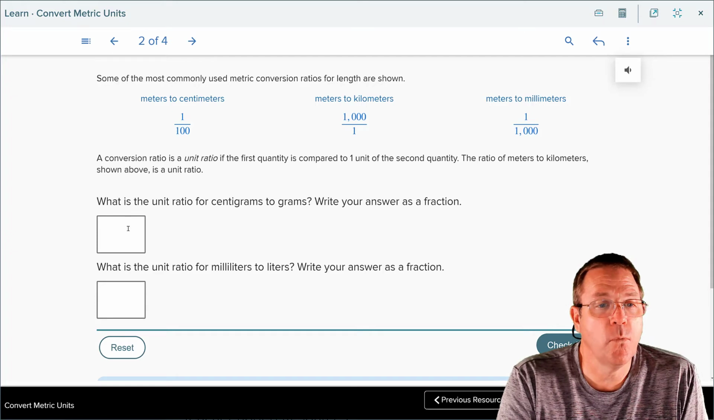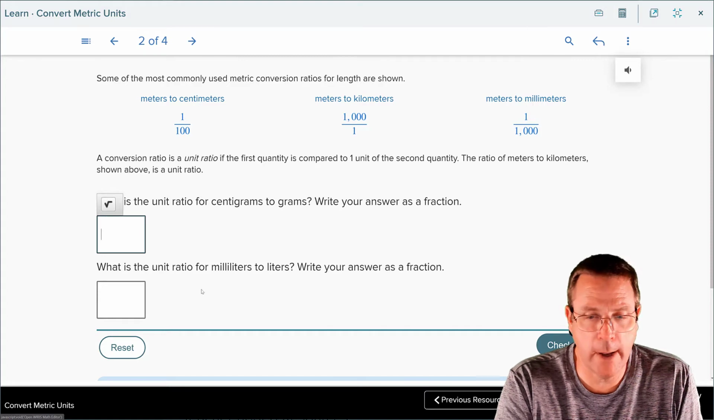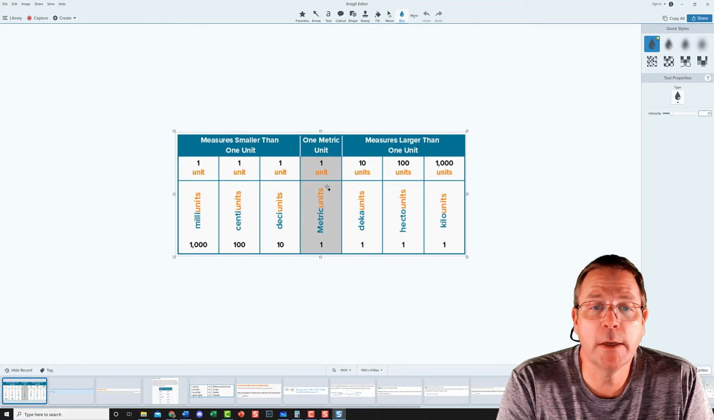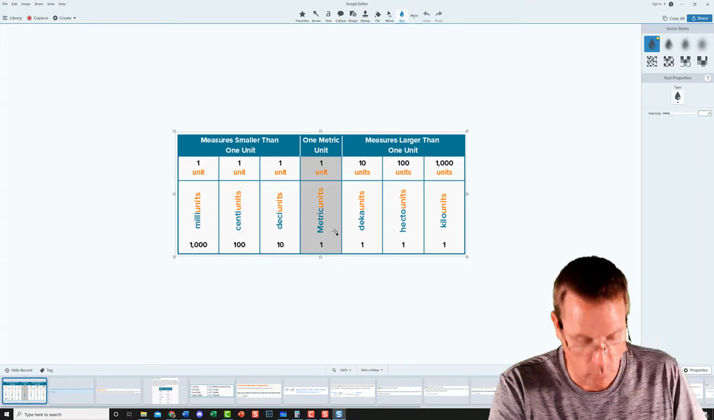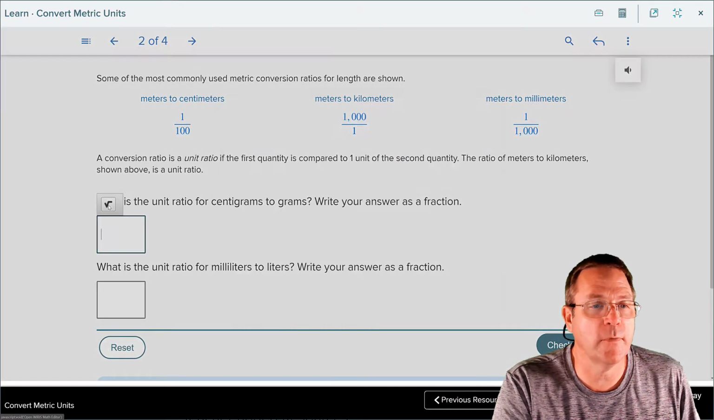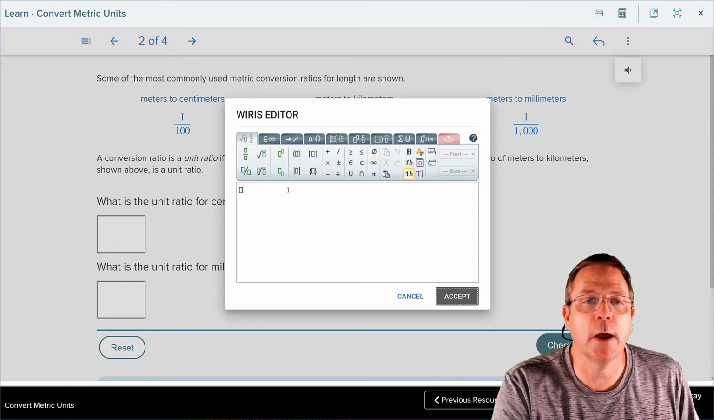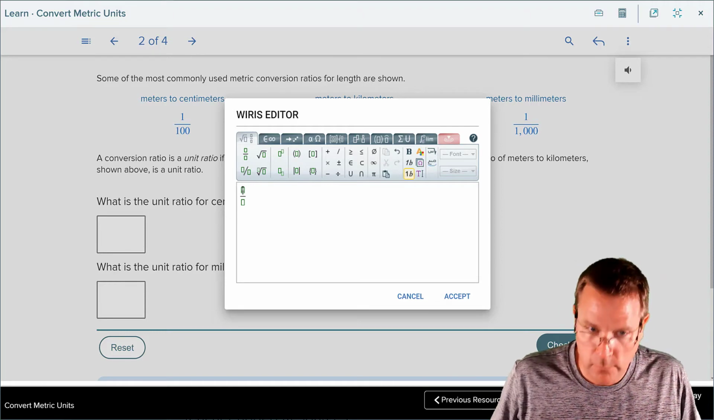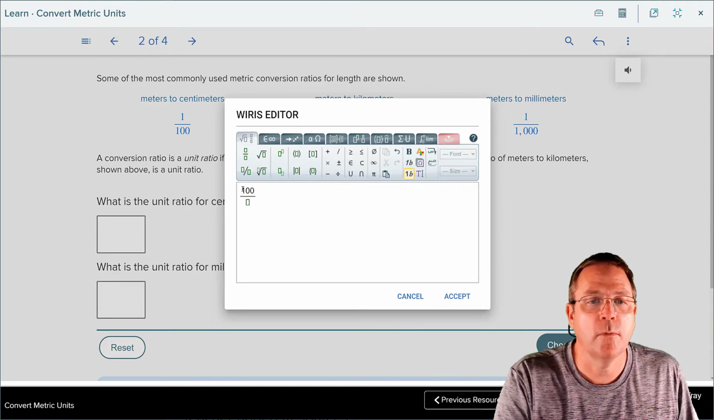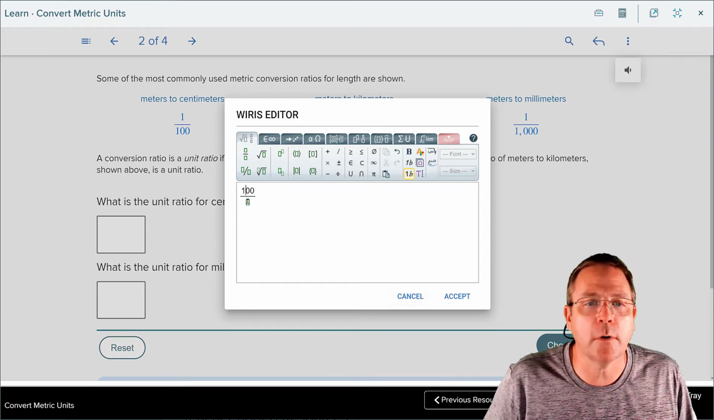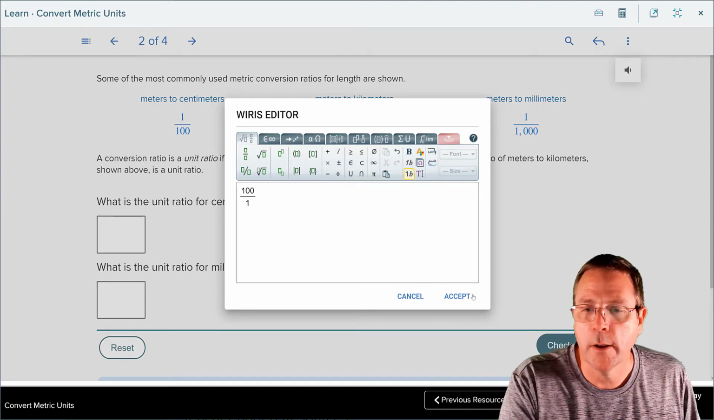Alright, your first question said, what is the unit ratio for centigrams to grams? Well, I'm going to go back and look at a screenshot I took. Grams is my base unit. For centigrams, there are 100 centigrams in 1 gram. So we're going to set that up as a fraction. Let's see if I can do it right. We're going to use our fraction option, which is right here. And I'm going to say that we're going from centigrams, 100, to grams, which is going to be 1. We're going to accept that.